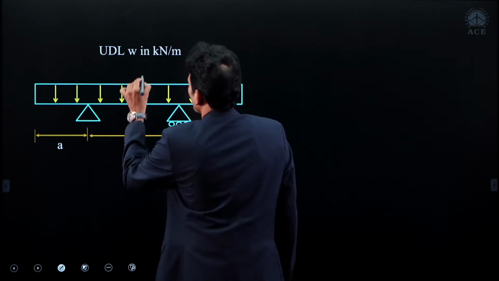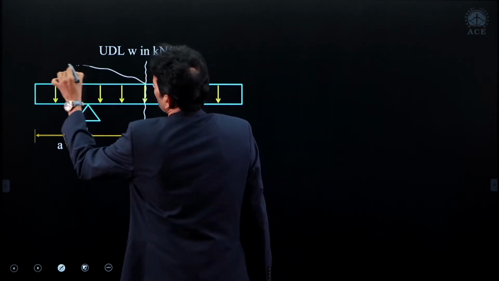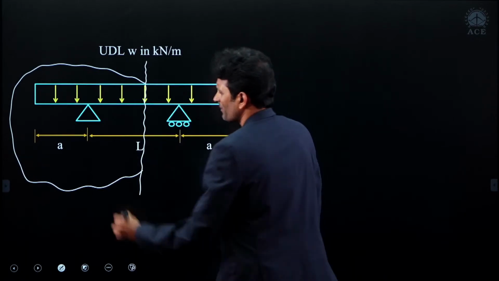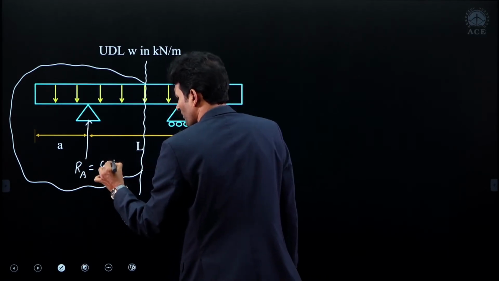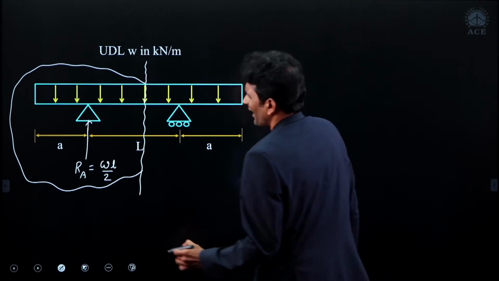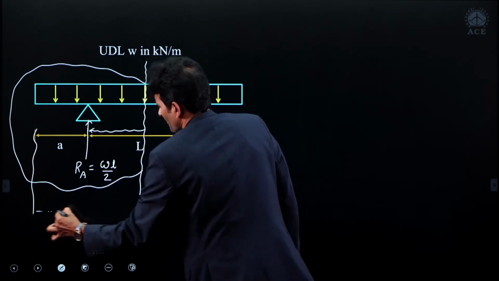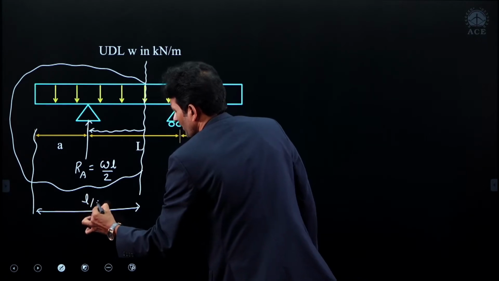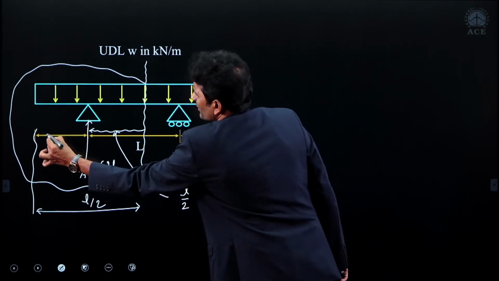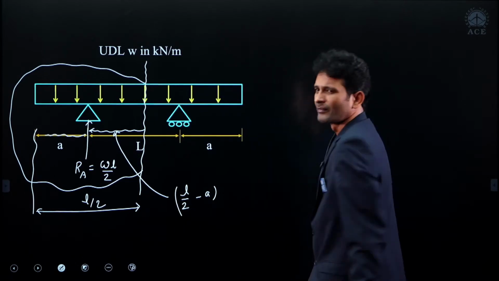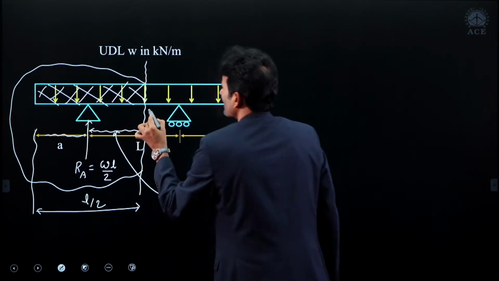How? Now let me take this section at midspan. This is the part I am considering when writing the bending equation. I know this reaction value RA, omega small l divided by 2. Carefully observe this. And the distance from here to here, what is it? Small l divided by 2. Then this distance is small l divided by 2 minus A. That's it. Now how does the UDL act? In the downward direction. Let us mark this section as point C.